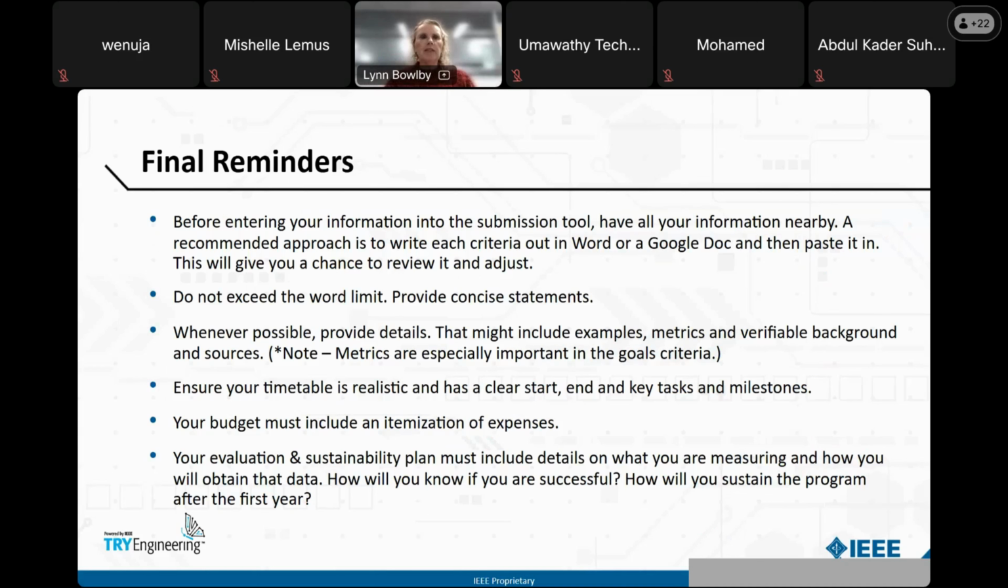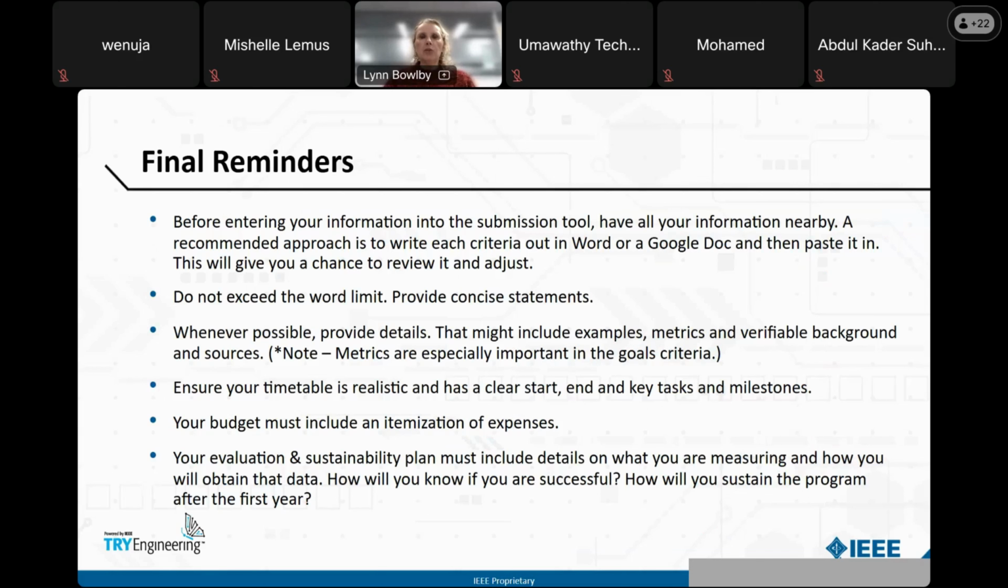As I mentioned previously, do not exceed the word limit. I believe the platform is going to cut you off once you hit that 500 mark, so you may need to summarize your statements and be a little more concise to fall within that word limit. Whenever possible, provide details. The more detail that you have, the better it is for our reviewers. They can only decide on how strong your program is by the responses that you give in your application. So you want to give metrics and verifiable background and information and sources. And I can't stress to you enough, I've said it a few times, metrics are especially important.